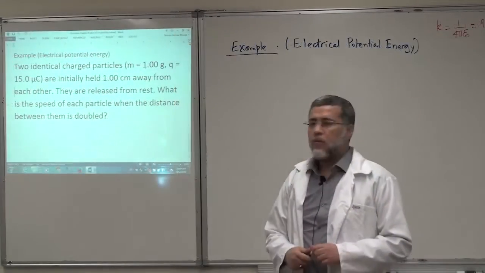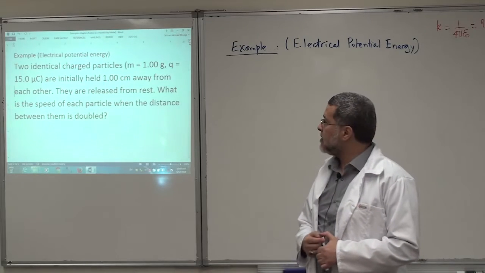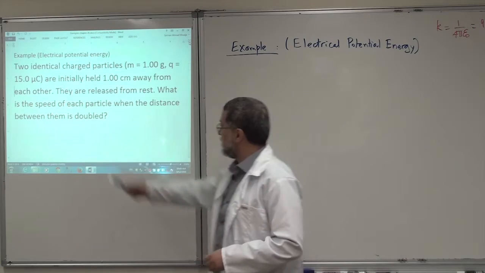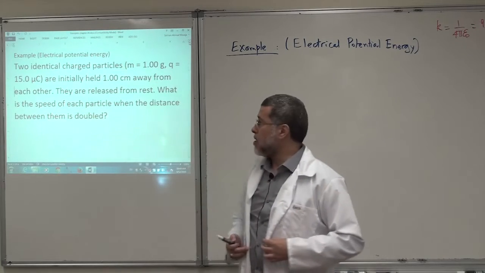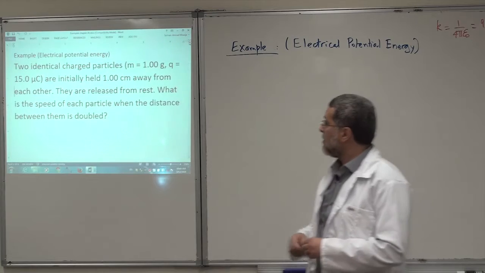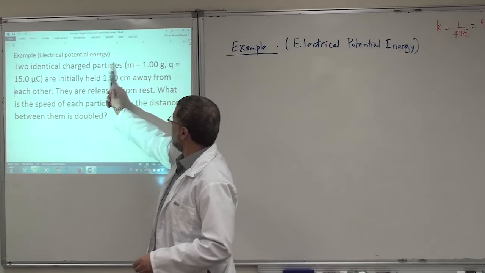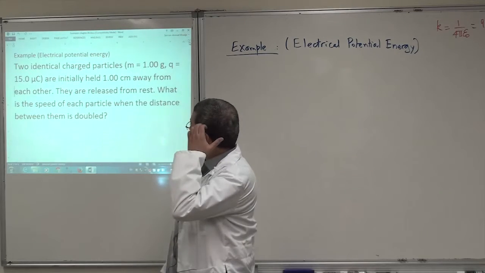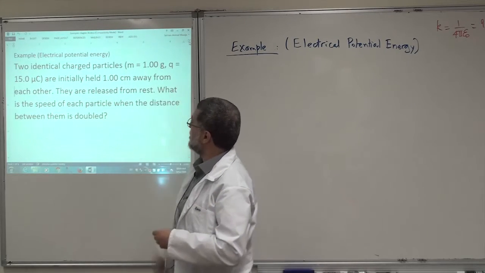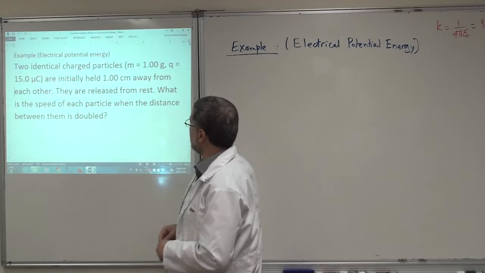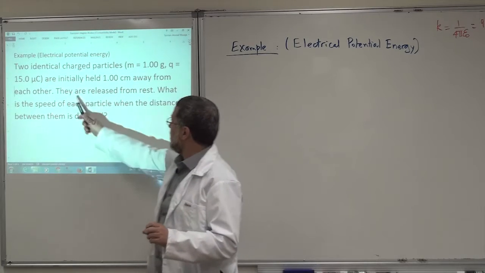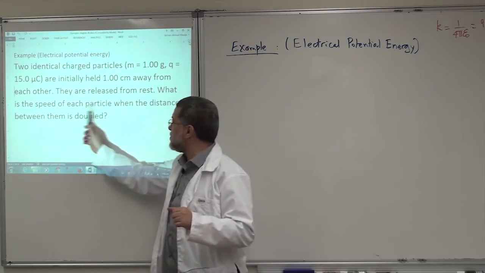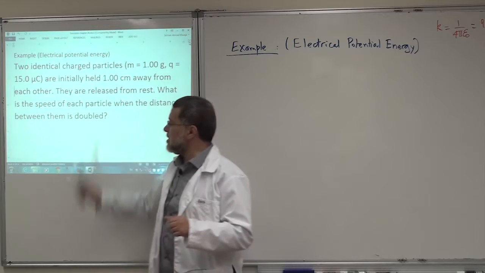Thank you. Okay, this problem is exactly the same idea, but this time we are looking for the speed of each particle. I remind you that these are all exam problems. Two identical charged particles, each with charge Q of 15 microcoulomb, and it gives you the mass of the particle. You will know later why he gave you the mass. They are initially held 1 centimeter away from each other. They are released from rest, as in the previous example. What is the speed of each particle when the distance between them is doubled?